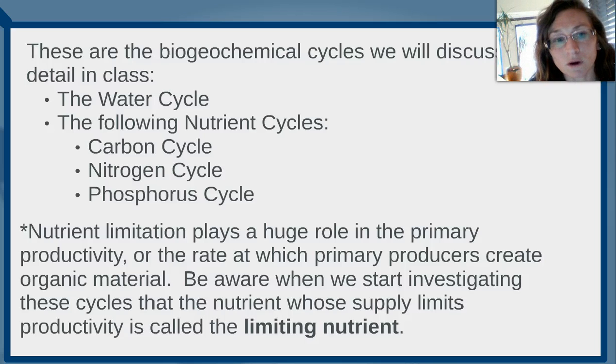But do know, and I have this starred, that nutrient limitation does play a huge role in primary productivity, or the rate at which primary producers can create organic material within an ecosystem. So when we start investigating some of these cycles, the nutrient whose supply limits the productivity is called a limiting nutrient, and that's going to be a key word for you to remember.